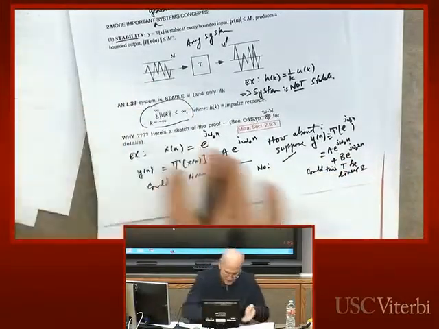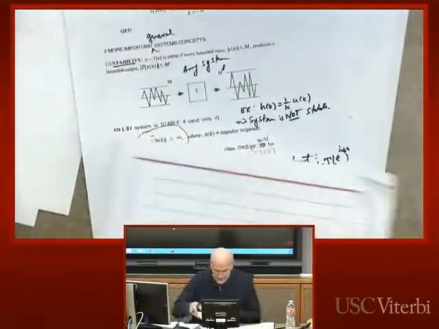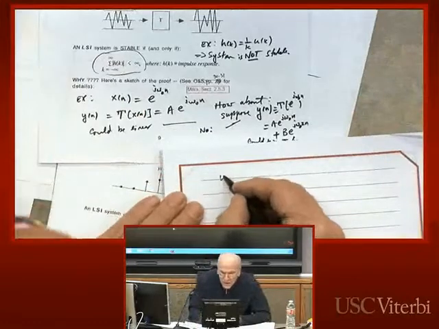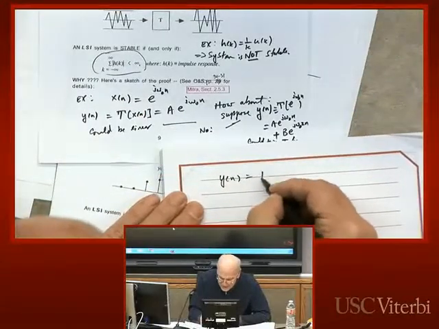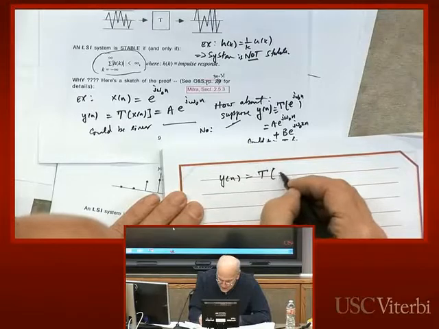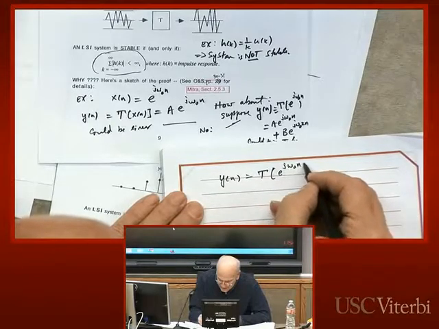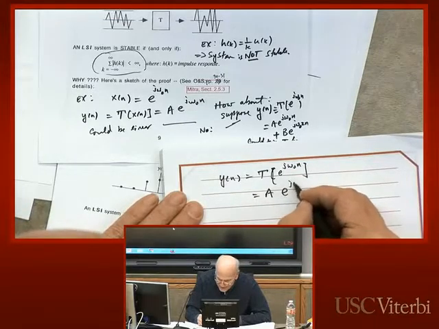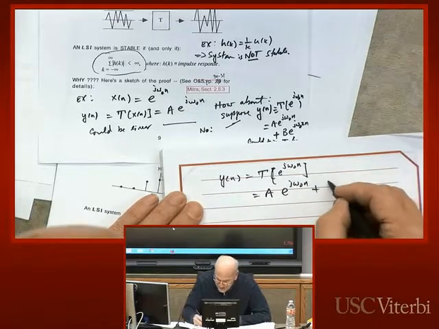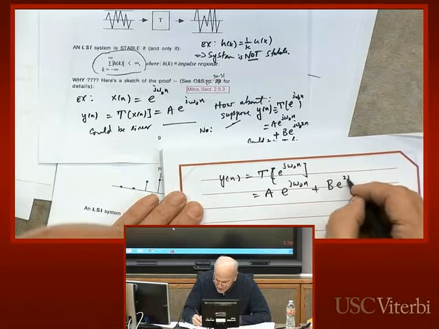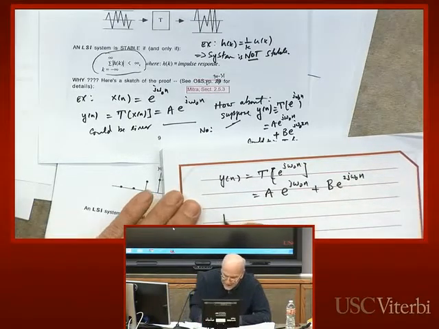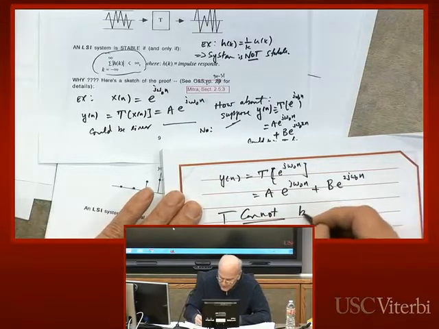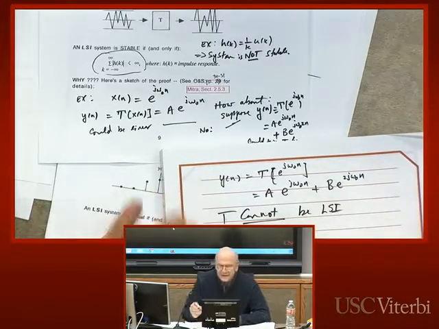So for this example, y of n equals T times e to the j omega naught n, and I'm saying that's equal to a e to the j omega naught n plus b e to the 2j omega naught n. T cannot be linear shift invariant.